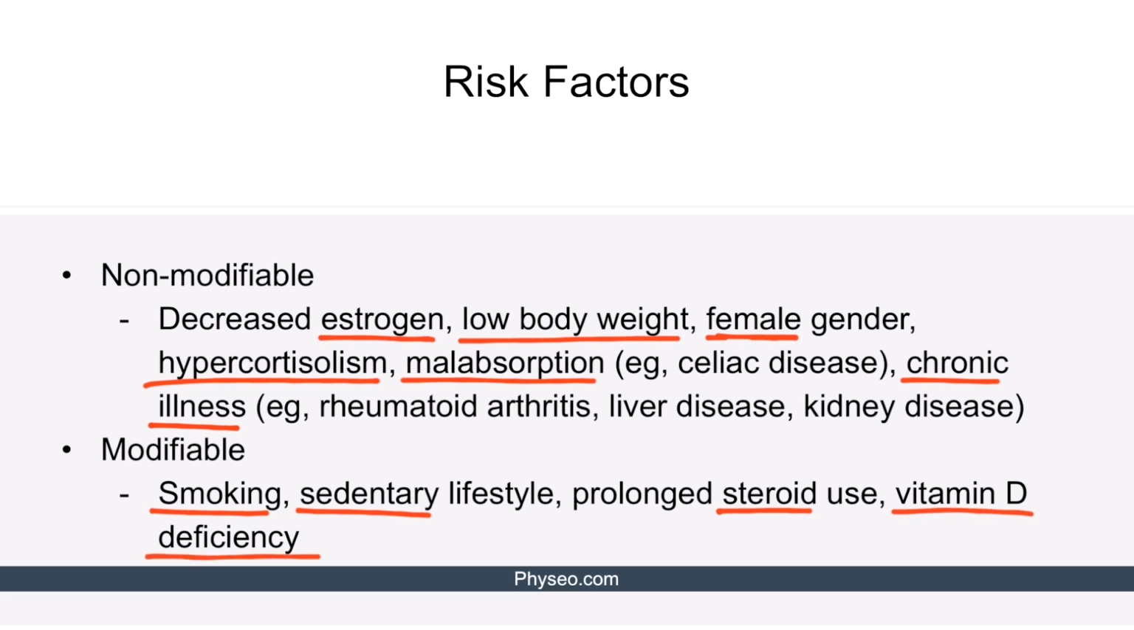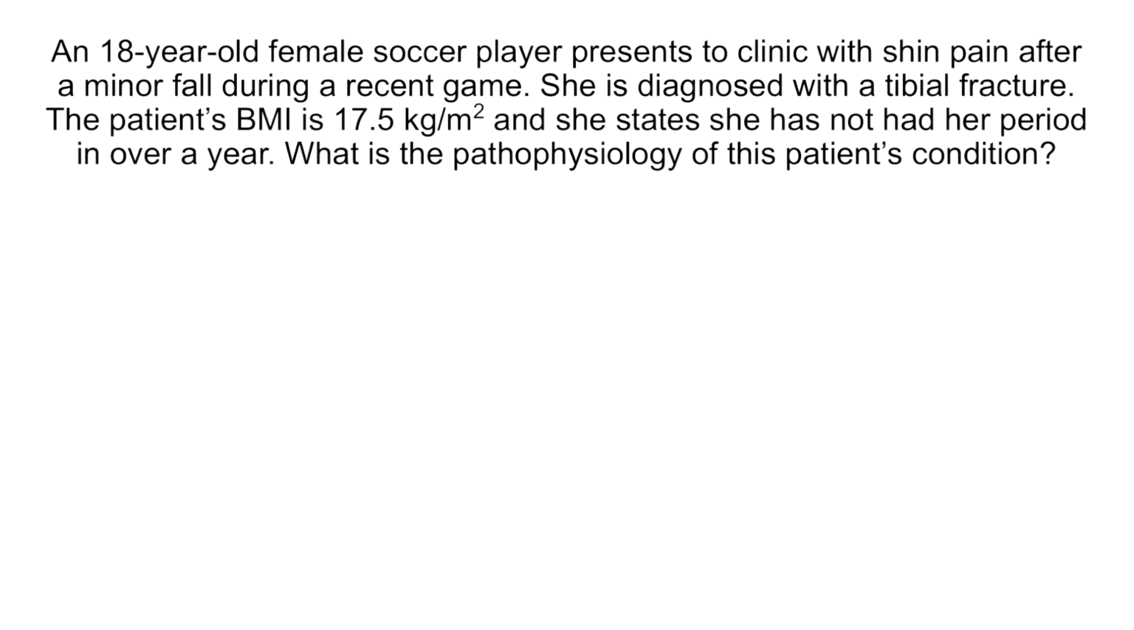Now, examples of modifiable risk factors include smoking, a sedentary lifestyle, prolonged corticosteroid use, and vitamin D deficiency. Now, smoking is a risk factor that tends to show up a lot in question stems, so keep that one in mind. And living a sedentary lifestyle is an easily modifiable risk factor, with weight-bearing exercises being known to actually increase bone density. Here's a question for review. An 18-year-old female soccer player presents to clinic with shin pain after a minor fall during a recent game.